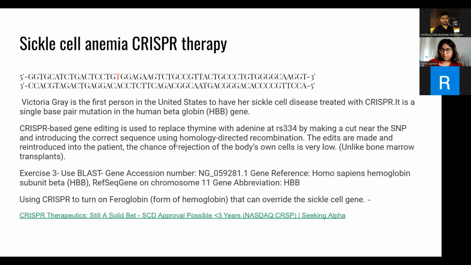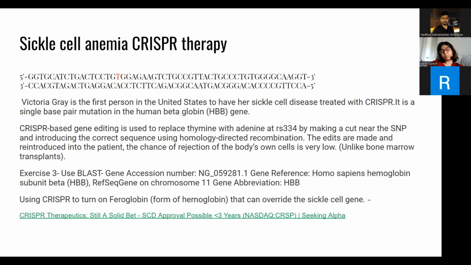So CRISPR-based gene editing has been done on a person already. Her name was Victoria Gray, in the United States, and she was treated with CRISPR. A single base pair mutation in the HPV gene was replaced with the proper adenine. The edits were reintroduced into the patient somatically, which means they were made only for her and not her offspring. And the chance of rejection by the body of this patient itself was extremely low. If a bone marrow transplant had been done, the chances of rejection were a lot higher.